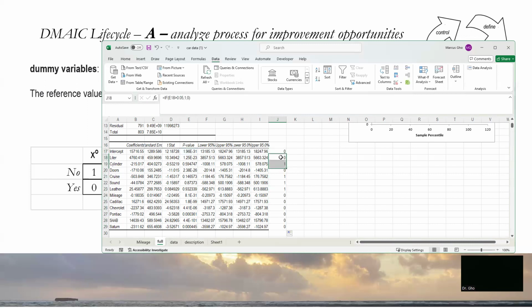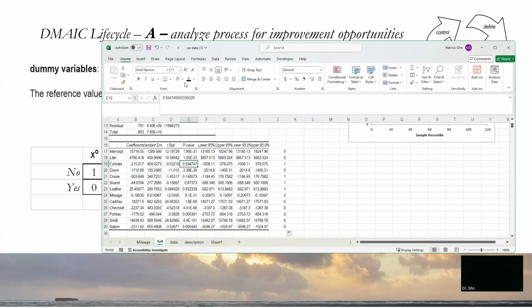Actually, intercept usually doesn't count. So we have 4 of these that aren't very good, like this one right here, or these 3. So that's number of cylinders, cruise control, sound, leather. Let's talk about what it would mean if all these variables were good.